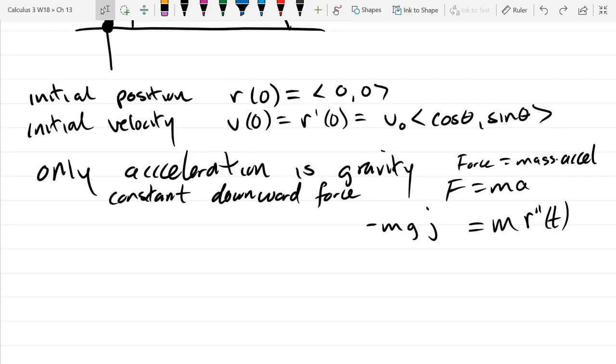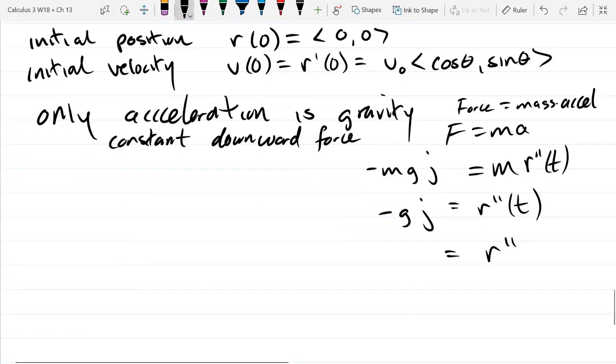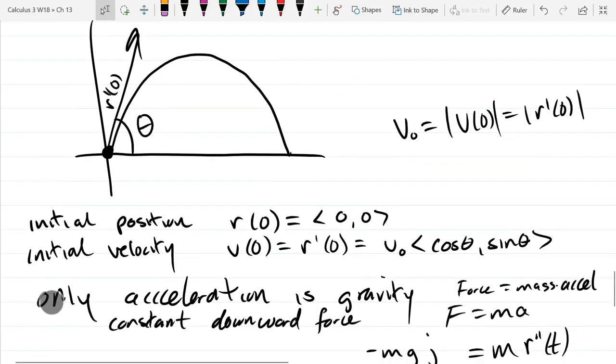mgj. Okay, so why don't we divide by m, get that out of here. Oh, that's a really nice equation. I like diamond bracket notation, so I'm going to switch to that. We're in two dimensions. You could do this problem with three dimensions and just have zero as one of your coordinates. So we have a zero x and then minus g. So that's our acceleration. And the r double prime of t is the acceleration of the projectile or particle that's traveling in this path.